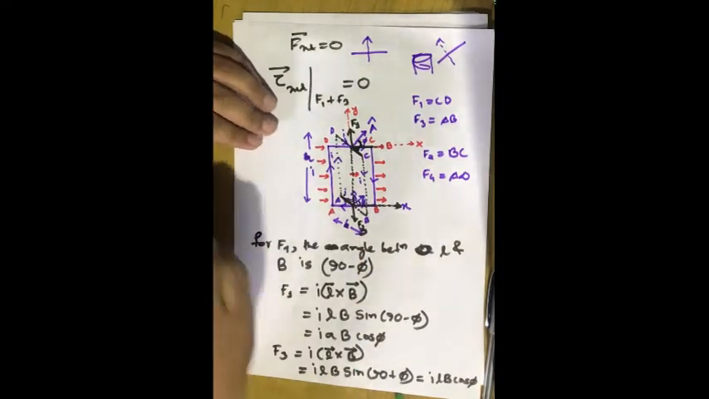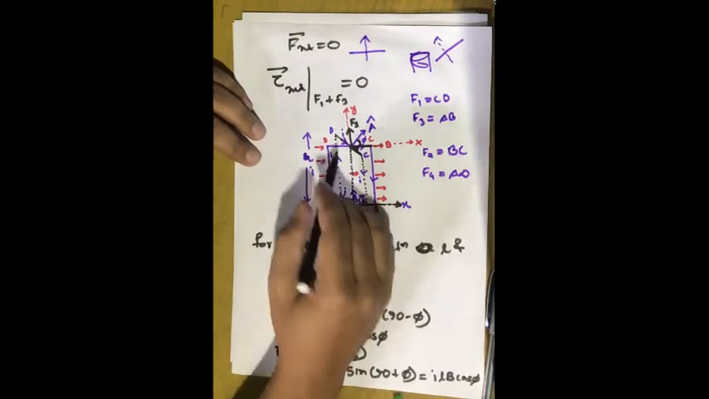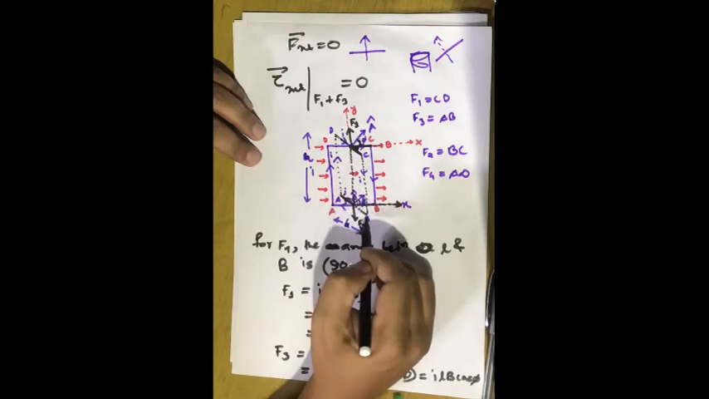Okay, so now what we are going to consider is the force on the line AB and BC.